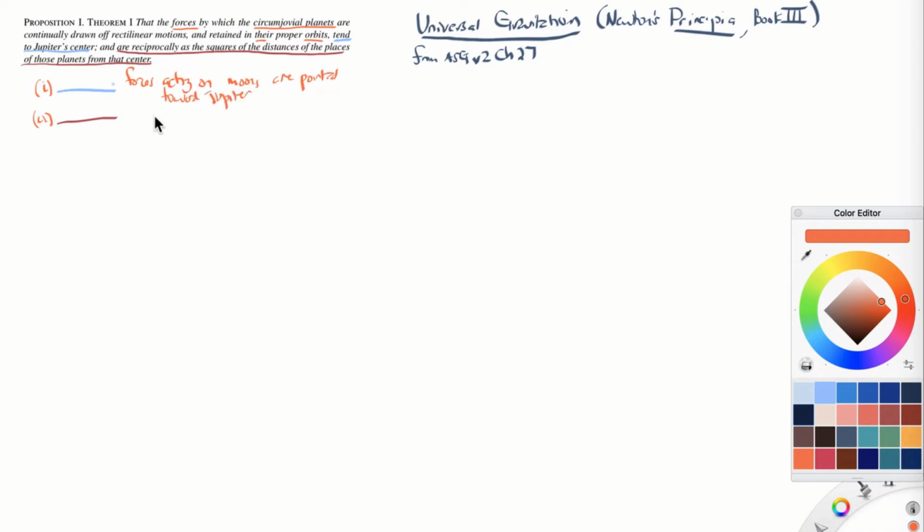That's the first point he makes. And secondly, the forces, as he says, are reciprocally as the square of the distances. In other words, the forces are proportional to 1 over the distance from the planet, or the moon, to the center of Jupiter squared. They're 1 over r squared, or inverse square kinds of forces. So this is what he's proposing.